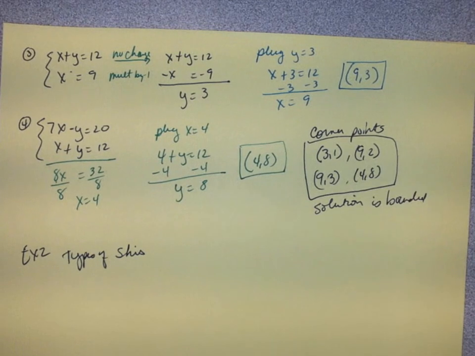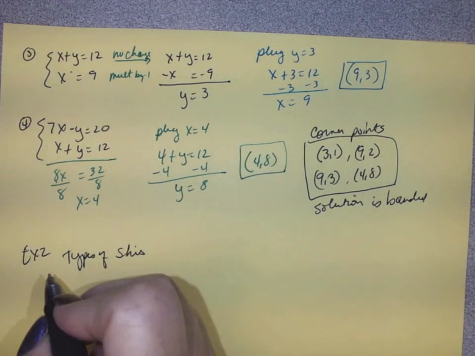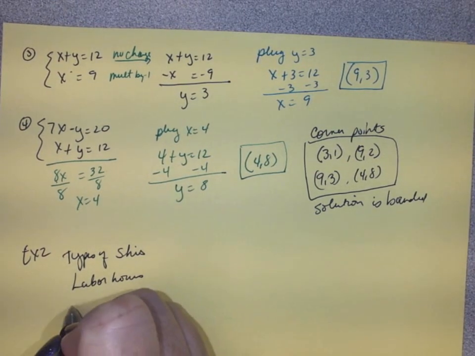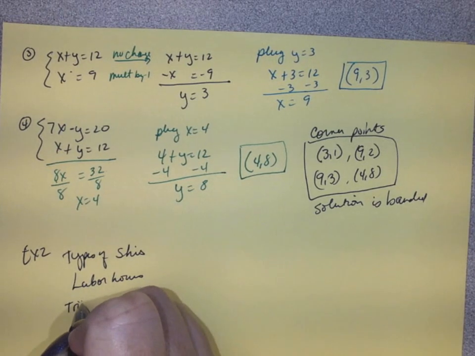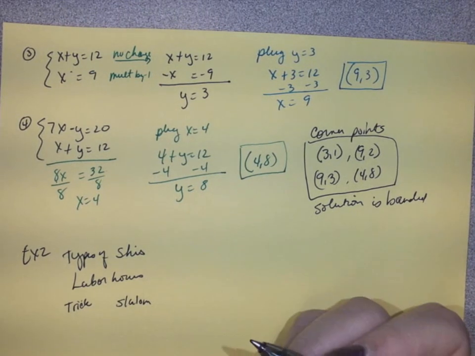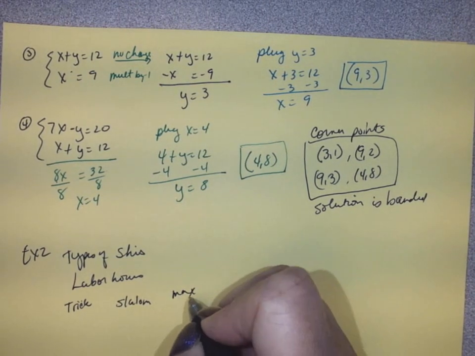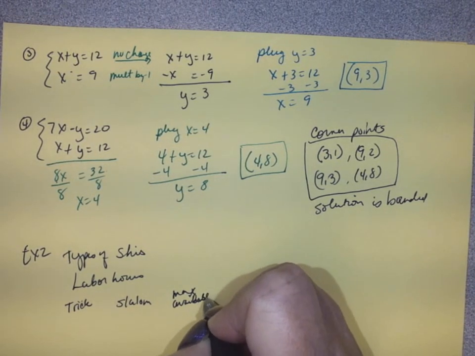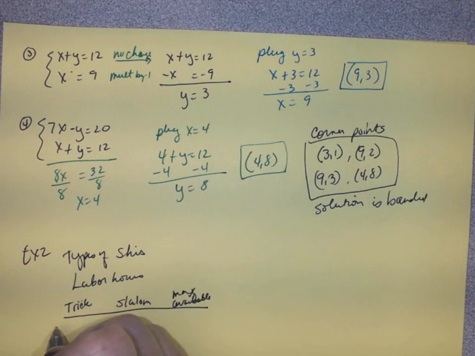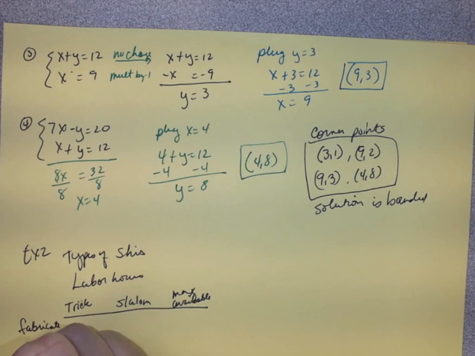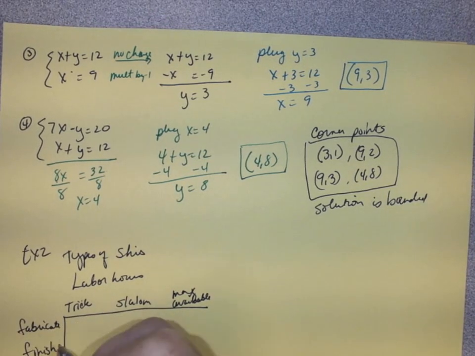We're going to create a table. So what we know is we're going to have something about labor hours. And we have trick skis, and we have slalom skis, and we also have the max available. And then we also have fabricate and finish. Those are the categories that we were given.